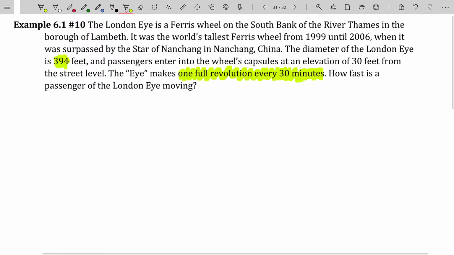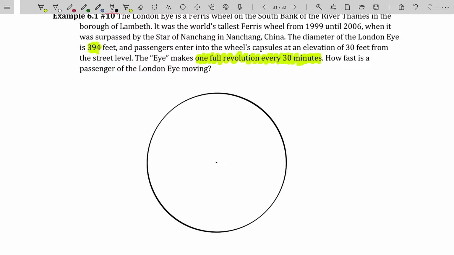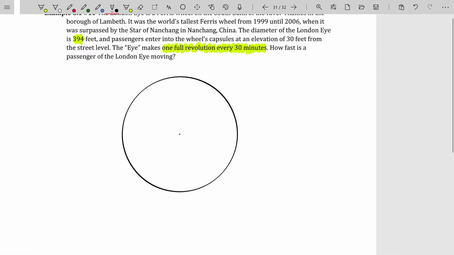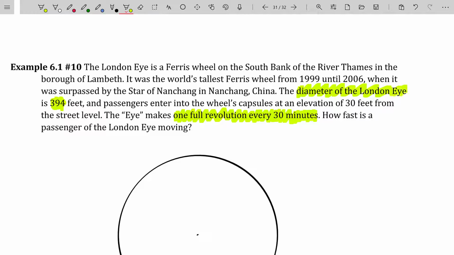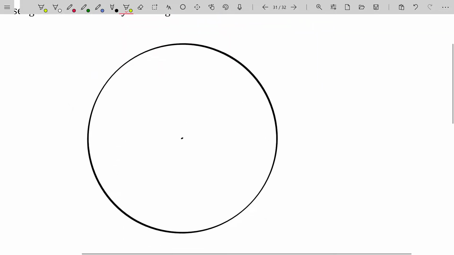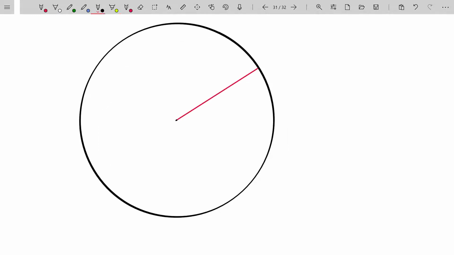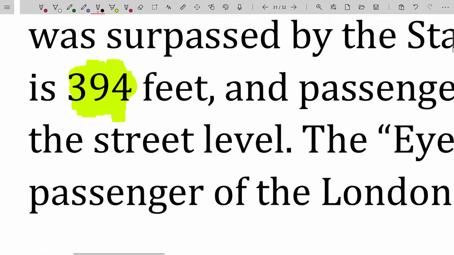For example, if I want to know how quickly somebody is going around this Ferris wheel, I don't really care what height the Ferris wheel is originally at. All I really care about is what is the radius of the Ferris wheel. And that's something that I'm going to go ahead and write down right now. They gave us that the diameter of our Ferris wheel here is 394 feet. And that's going to be something that we have to cut in half because we're going to be needing the radius. So I'll go ahead and draw that in. And I used red there. So red for radius. And if 394 is the diameter, then the radius is just half that.